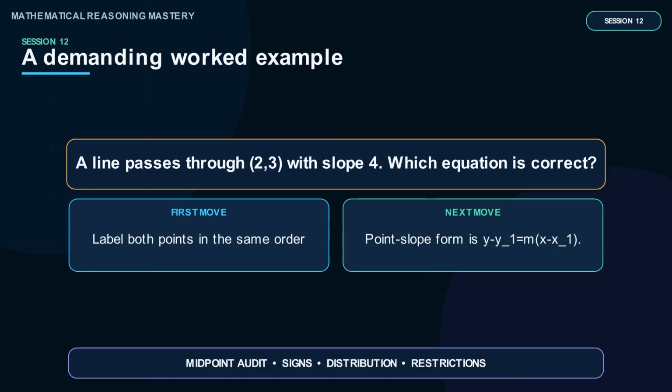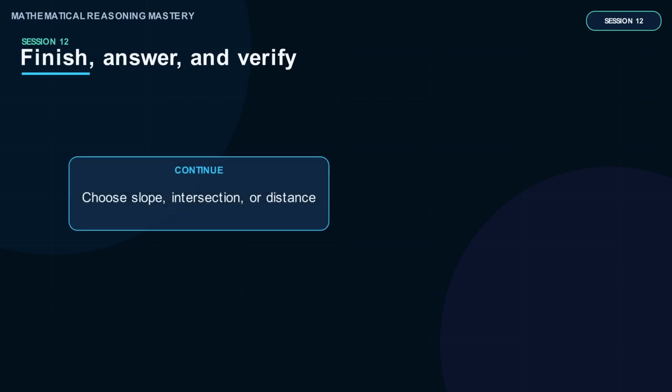Pause for a midpoint audit. Check copied values, signs, units, restrictions, and whether the current result is the requested quantity or only an intermediate value. Continue by applying this control. Choose slope, intersection, or distance. The explanation supports one option without relying on its position.